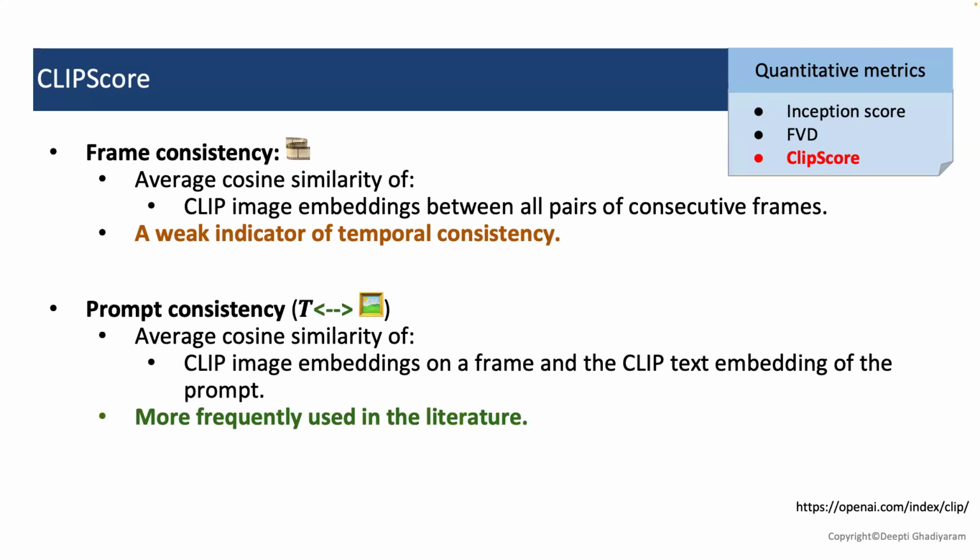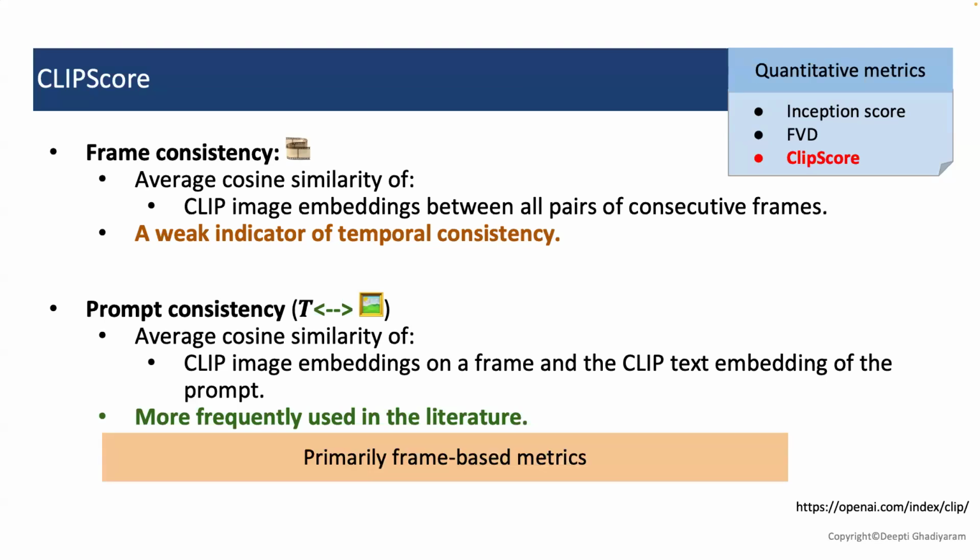Something that's more commonly used is prompt consistency. And here, the setting is you give a text prompt, and the context here is we are evaluating text-to-video models. So you give a text prompt and a video is generated. And the task is prompt alignment. How aligned or how faithful is the video to the provided prompt? So the CLIP embedding of the text prompt is extracted, and the CLIP image embedding of different frames are extracted. And again, a similarity is computed. More similar implies more aligned. These look great on paper. These are widely adopted, but this again is also a frame-based metric.